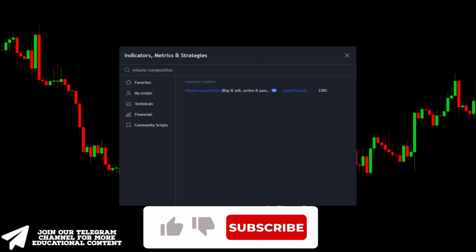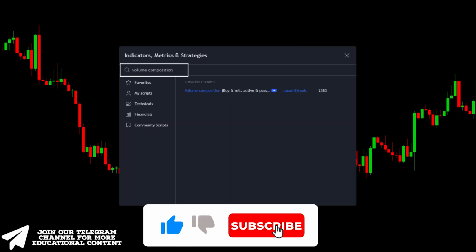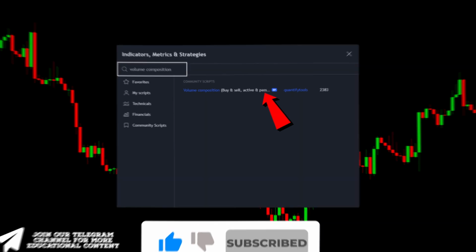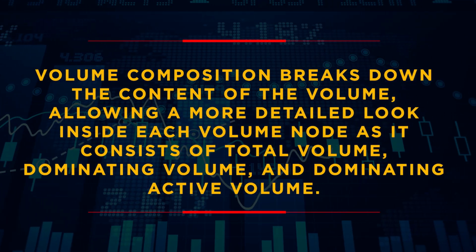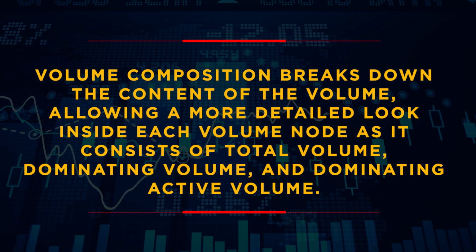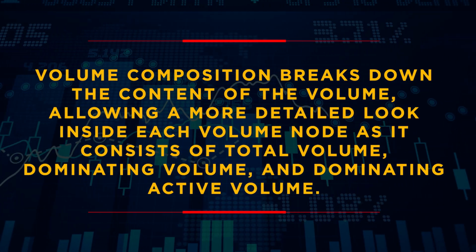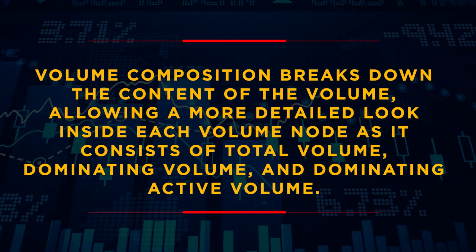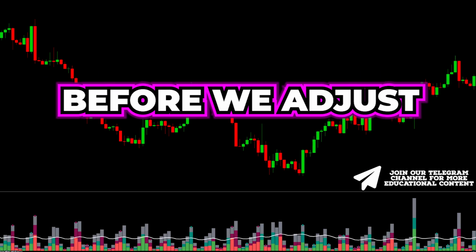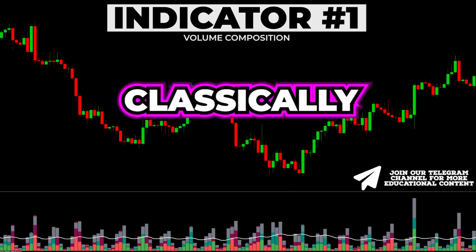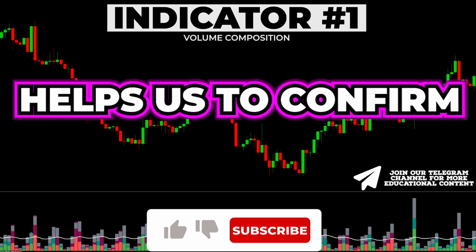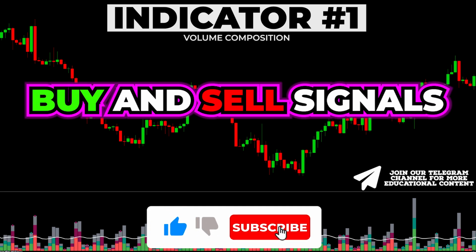So, go to the Indicators tab, search for Volume Composition, and add the following indicator. Volume composition breaks down the content of the volume, allowing a more detailed look inside each volume node as it consists of total volume and dominating active volume. Before we adjust the indicator inputs, open the Style tab and turn off the following points to make the chart a bit cleaner. Classically, let's view how this indicator helps us to confirm buy and sell signals.